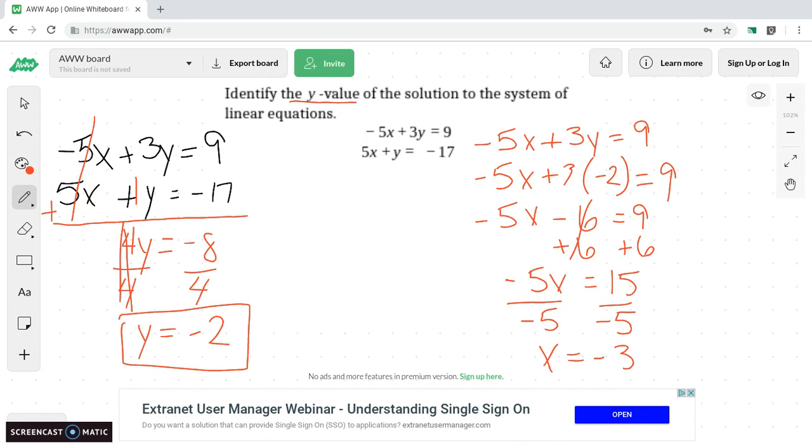Okay, so for this problem, we didn't have to do all of this work here because we already found our y value here. But for most times, you have to find x and y, and you would write it as a point. But for this one, our answer is y equals negative 2.